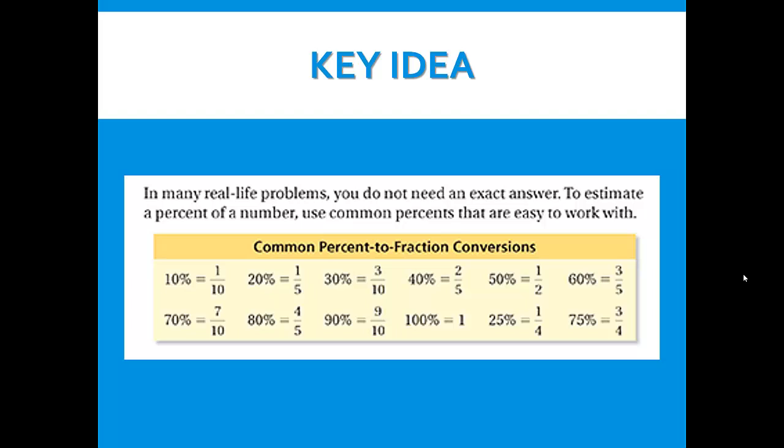The table that you see below has common percent to fraction conversions. So 10% would be equal to 1/10. 20% equals 1/5. 30% equals 3/10. 40% equals 2/5. 50% equals 1/2. 60% equals 3/5. 70% equals 7/10. 80% equals 4/5. 90% equals 9/10. 100% equals 1. 25% equals 1/4. And 75% equals 3/4.